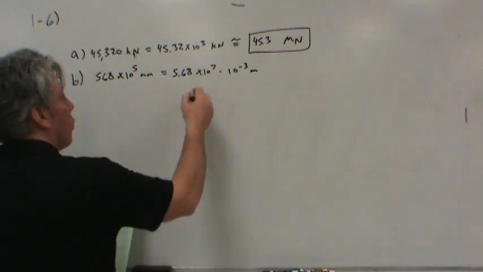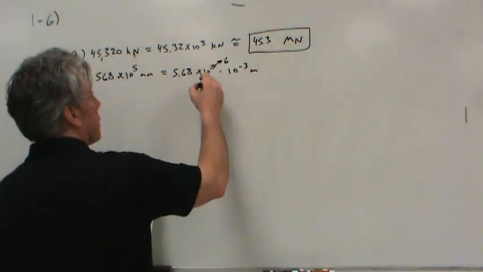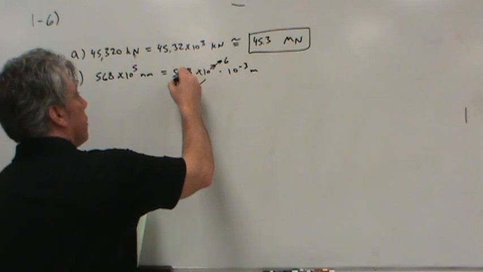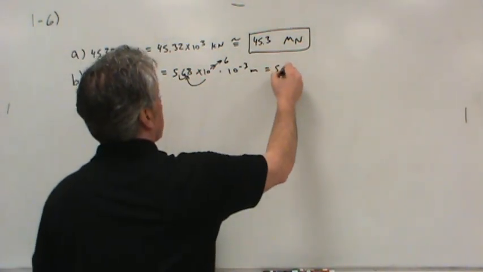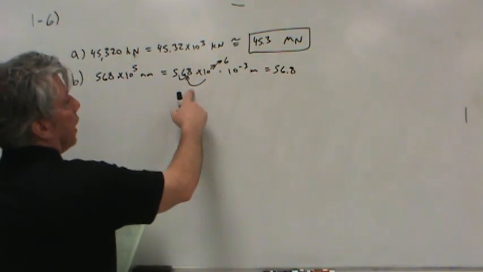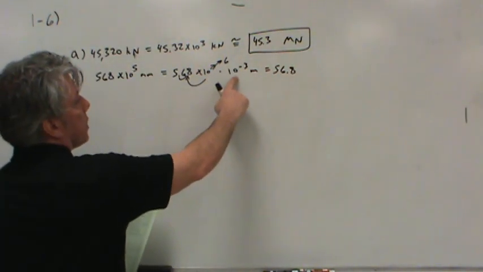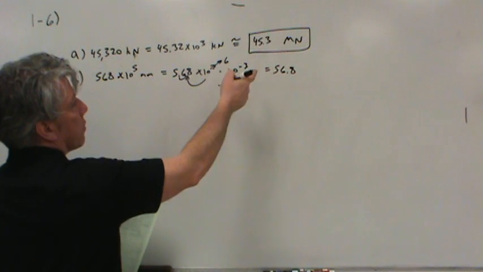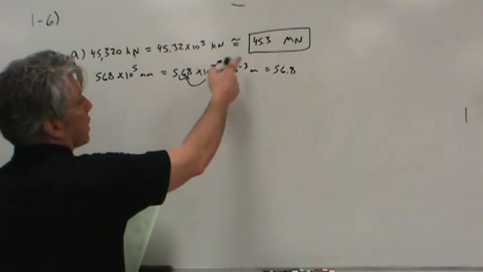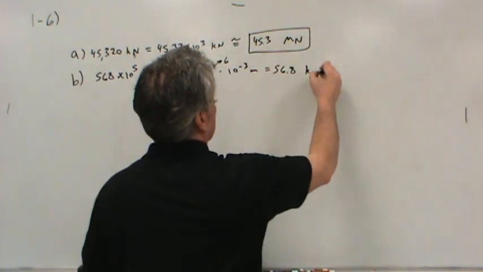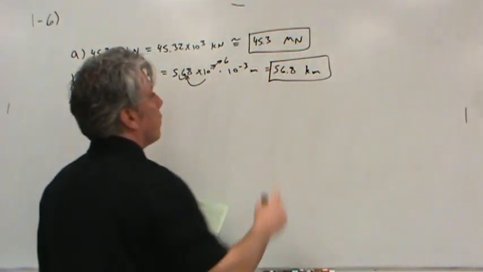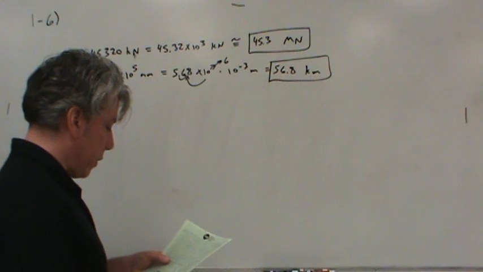Probably what I'll do is take a 10, we'll take that to a 6, take a 10, that way I can move the decimal place over 1. Okay, so that gives me 56.8. And then I'm left with 10 to the 6 times 10 to the negative 3. So 6 minus 3 is 3. So that's kilo, or that's 1,000 meters. So kilometers. 56.8 kilometers is how I would represent that.